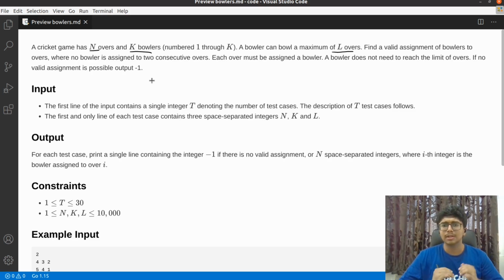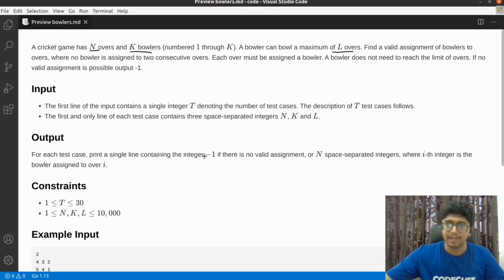A bowler does not need to reach the limit of overs, which means, say for example, I have a bowler X. Now that bowler can bowl any number of overs. You can also assign him 0 overs. It is possible. But that bowler X should not exceed L, which is the limit of the overs each bowler can bowl in our n overs match. Now if no valid assignment is possible, we need to output -1. It is possible that we cannot form an assignment with the given values of n, k and l. In that scenario, we would print -1 as our answer.